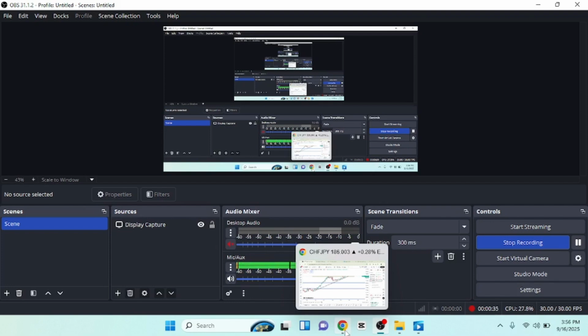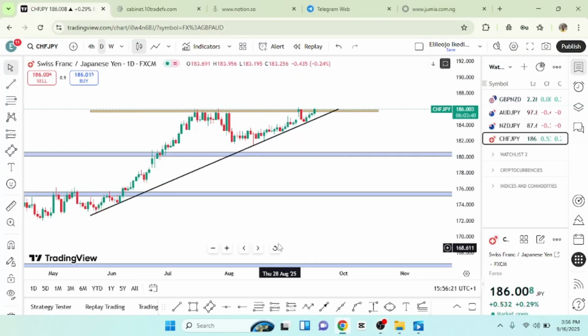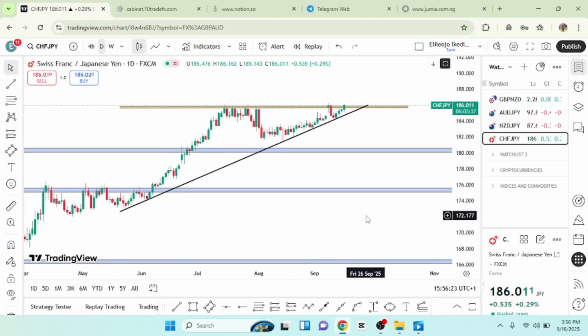But in today's video, I'm going to be showing you exactly how to plot your support and resistance levels. Now, for those of us that are just hearing about support and resistance for the first time, basically support and resistance are price levels on the chart where the market is most likely going to react from. They are areas on the chart where price is most likely going to react. We call them support and resistance.